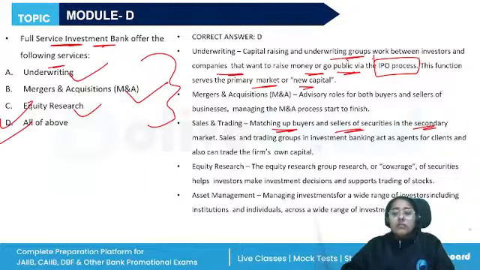Equity research of the securities, and asset management. So these are the services which are provided in investment banking. All right. So it deals with the creation of capital for other companies, governments, and other entities. So D, all of the above.